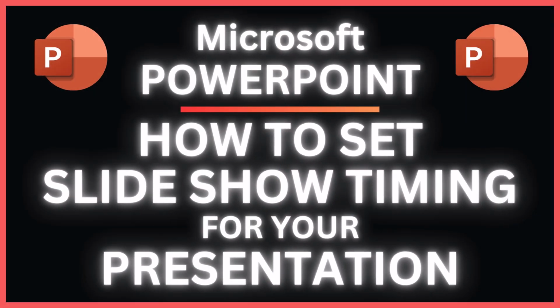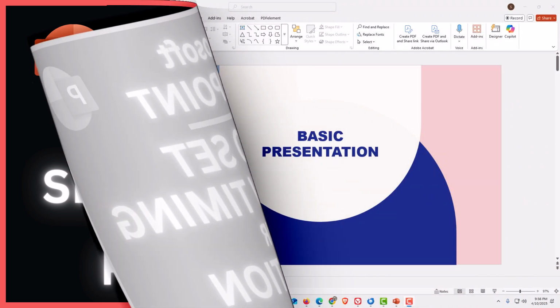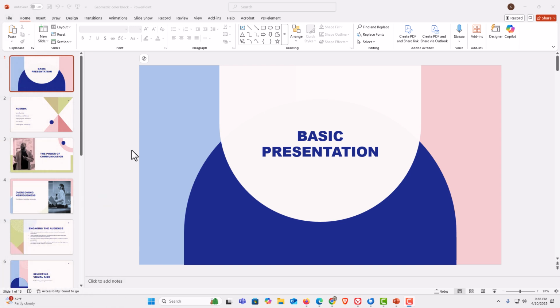This is going to be a video tutorial on how to set the slideshow timing for your presentation in Microsoft PowerPoint. I will be using Office 365 on a desktop PC for this. Let me jump over to PowerPoint. I have Microsoft PowerPoint opened up. I have a little example presentation here.